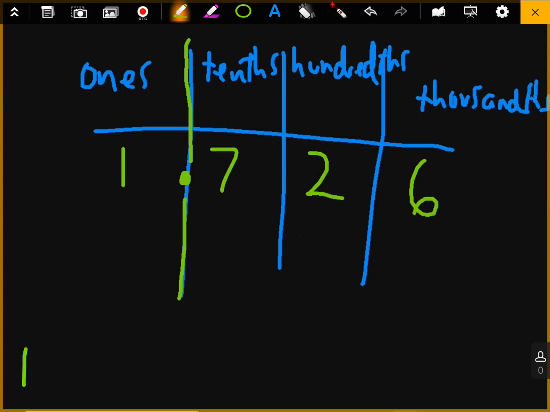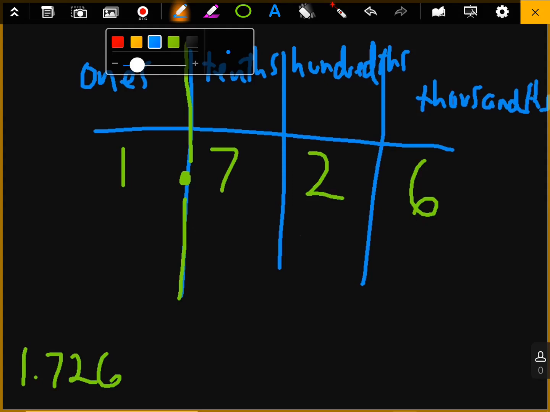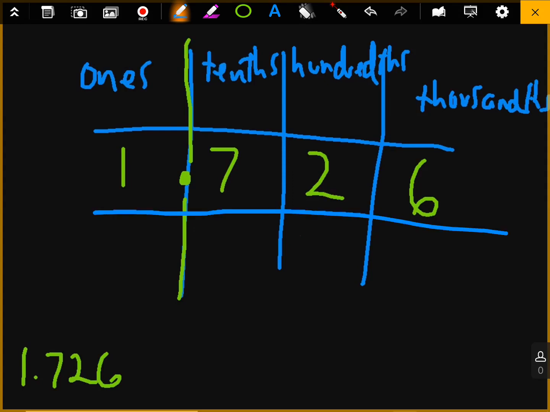Okay, so if I had 1.726, the 1, which is a whole number, would be here. The 7 would be in the tenths place because that's the first digit after the decimal. The 2 would be in the hundredths, that's the second digit after the decimal, and the 6 would be in the thousandths. Okay. Now this would also be represented a number of ways.